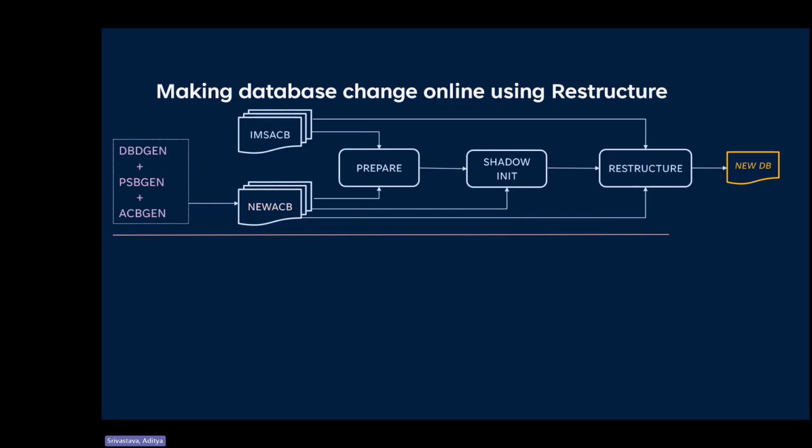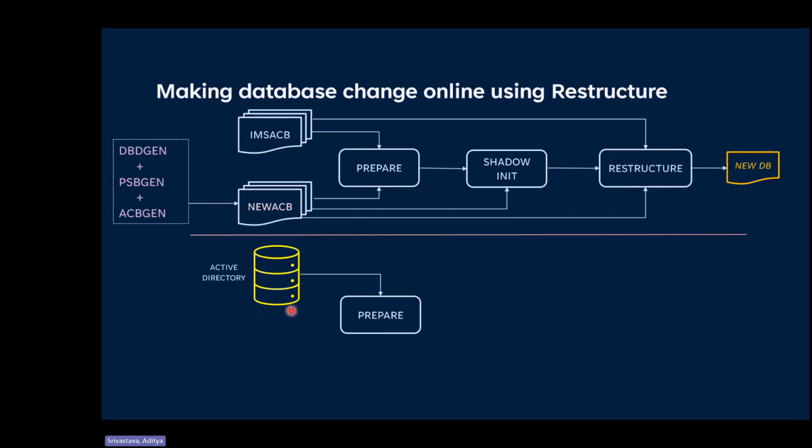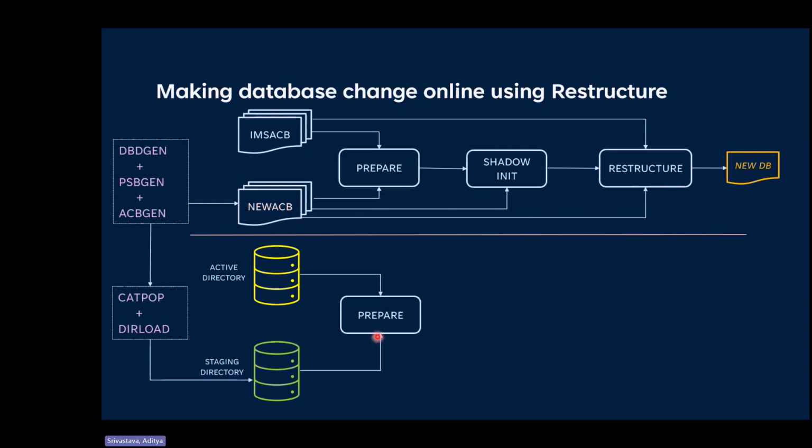Coming to the managed ACB environment, what happens? Same process. Prepare refers to the existing definition, but from where? Using the IMS, so those definitions will be in the active directory. Obviously, we have done DBD gen, PSB gen, and ACB gen, and after this we'll run catalog populate and the directory load utility, and we'll stage the new definition into the staging directory, in the pending activation state. Prepare reads these new definitions from this staging directory.